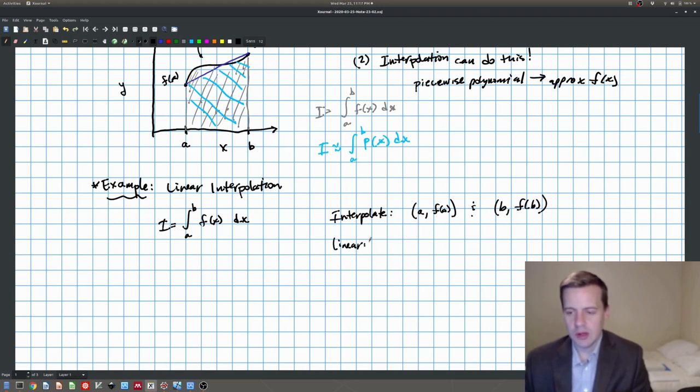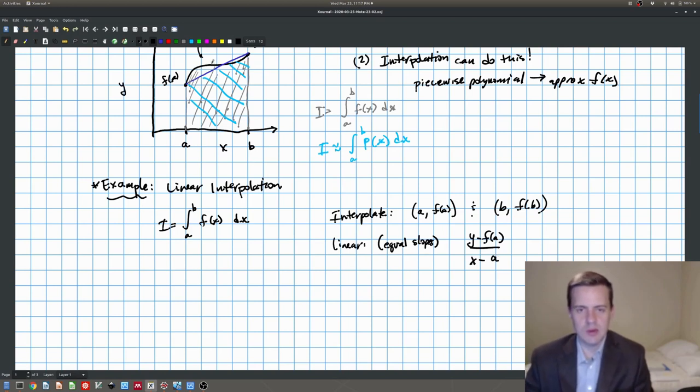And if you remember, for linear interpolation, what I said was we did equal slopes. That was how we derived it. So I'm going to take y minus f of a divided by x minus a. And so that would give me some point up here, right? So if I picked x, y, that would pick the slope somewhere here. I would say the slope at that point here has to equal the slope, f of b minus f of a divided by b minus a.